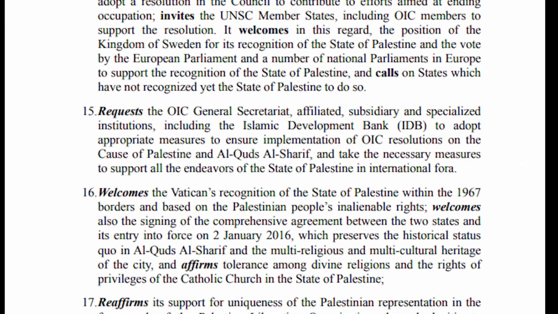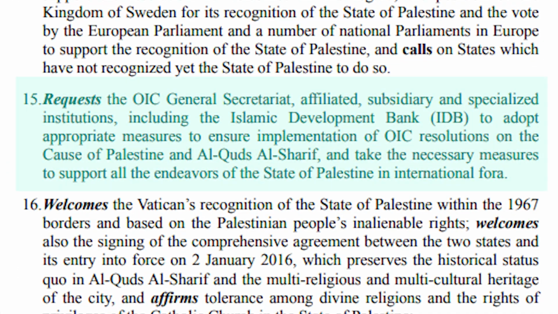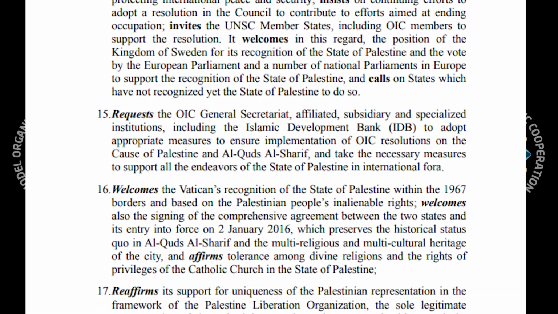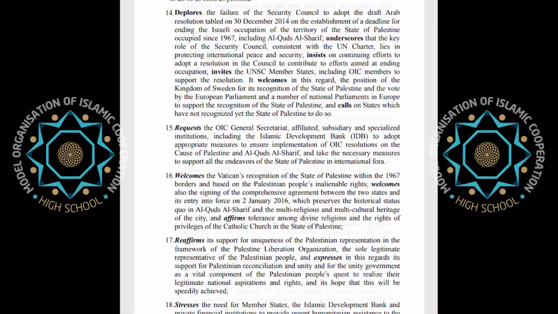Let's take a look at some clauses. For example, Clause 15 requests the OIC General Secretariat, affiliated, subsidiary, and specialized institutions, including the Islamic Development Bank, to adopt appropriate measures to ensure implementation of OIC resolutions on the cause of Palestine and Al-Quds al-Sharif, and take the necessary measures to support all the endeavors of the State of Palestine in international fora. As you can see in this clause, the OIC has envisaged to activate its relevant institutions.